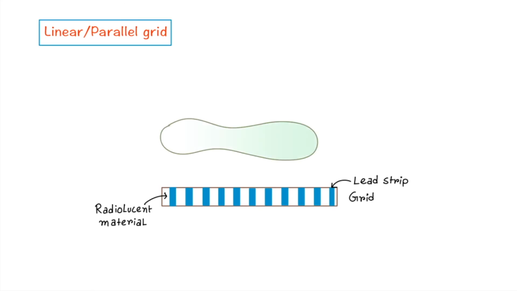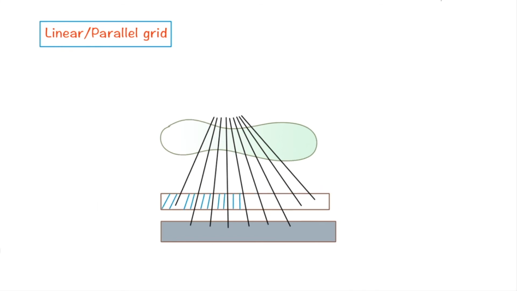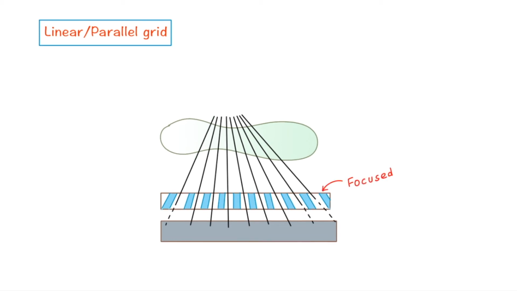In linear or parallel grid, lead strips are placed parallel to each other. Now, if you see, the central rays of the beam are almost parallel, but the peripheral rays are divergent. So, at the periphery, the divergent primary photons get cut off or get absorbed. Therefore, the grid has to be modified. So, what they did? Nothing but focus the lead strips towards the X-ray source. Here comes the focused grid. Here you can see even in the periphery the lead strips are placed parallel to the divergent peripheral rays.